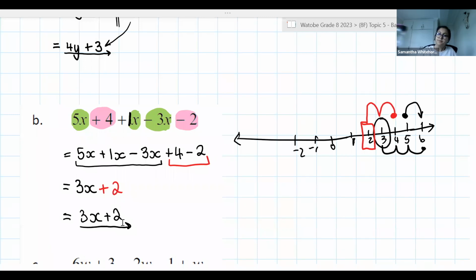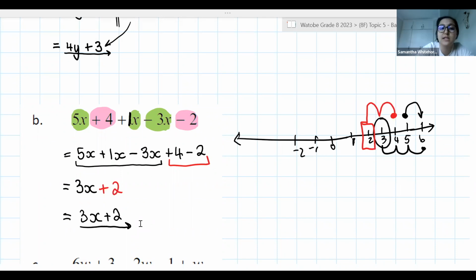Lixa? Sorry, ma'am, could I please ask how did you simplify the answer? I've just explained it. Dal? Ma'am, how did you get positive 2 if it's 4 minus 2? Or isn't that 2 negative?